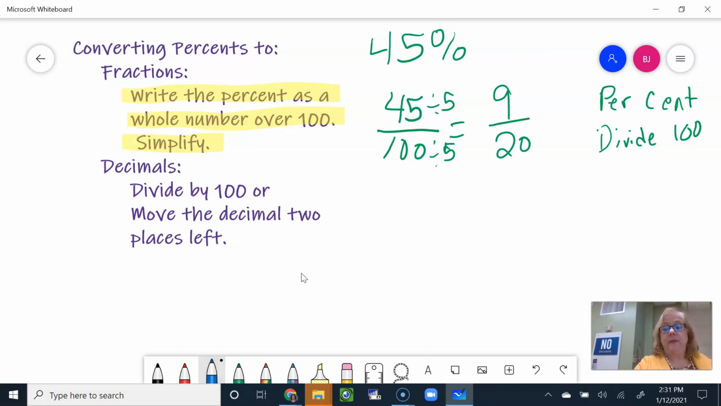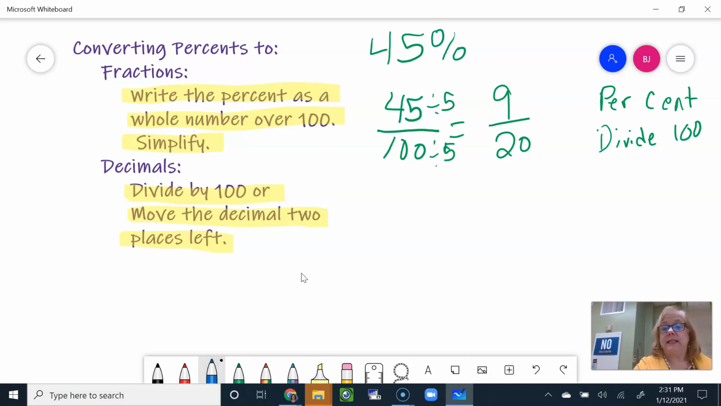So finally, we're going to divide by 100. We're going to convert our percents to decimals. If you do that, you're going to divide by 100 or move the decimal place 2 places to the left. If you remember correctly, when we multiplied by 100, we moved it 2 places to the right. When you divide by 100, you move it 2 places to the left.